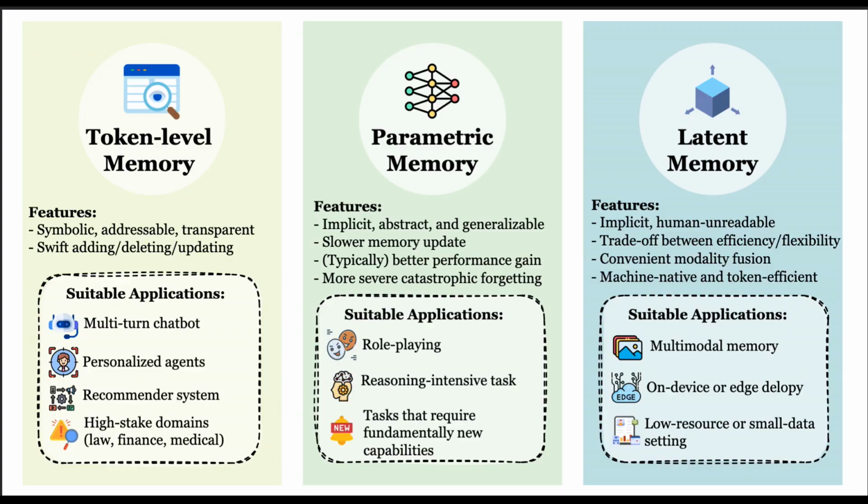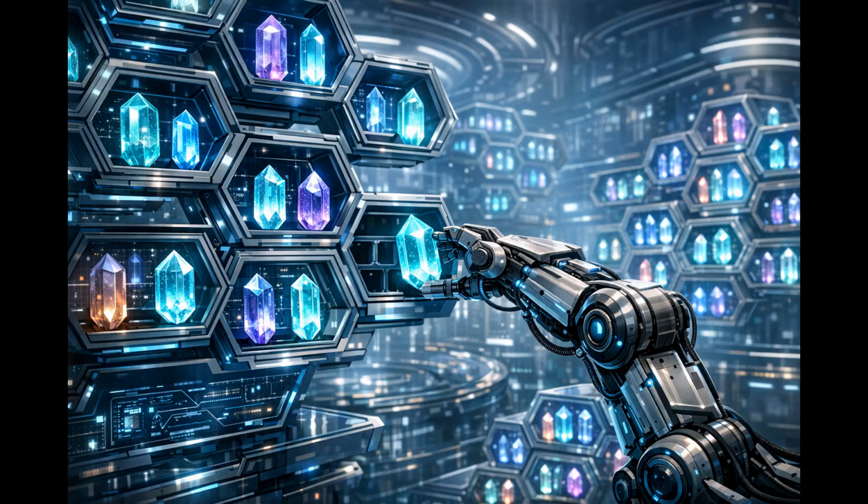Token-level memory can also be organized by structure. Flat memory is like a list of chunks or episodes. Planar memory uses a single-layer structure, like a graph or a tree, to encode relationships. Hierarchical memory uses multiple layers, allowing abstraction across levels, like raw documents at the bottom and distilled insights at the top. A simple example: imagine a personal assistant agent.